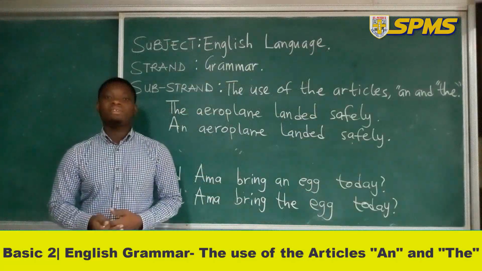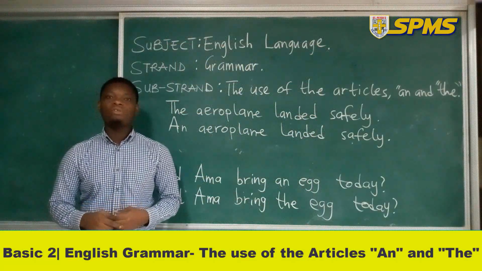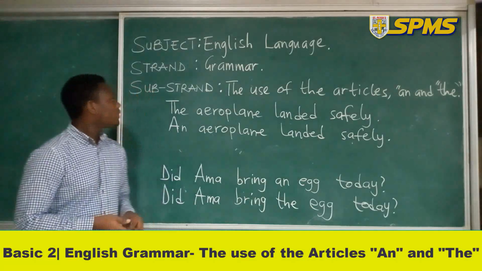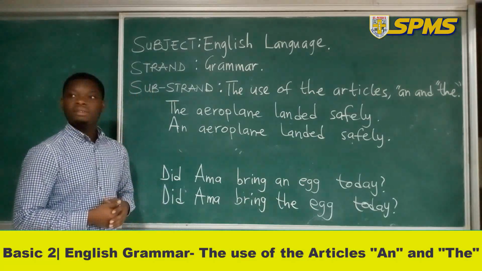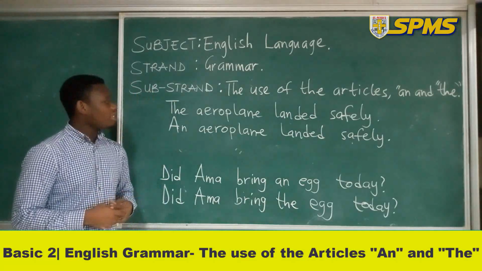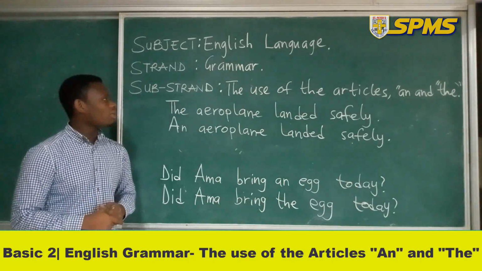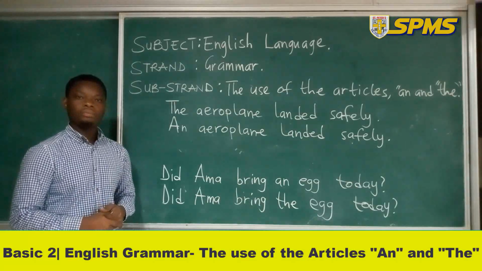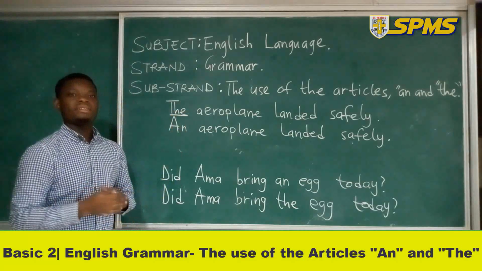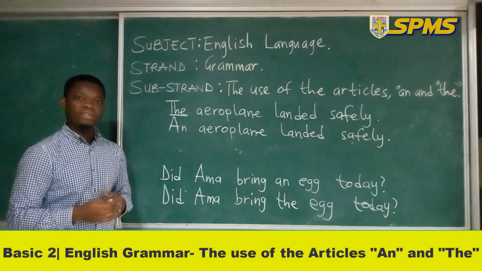To explain further, we have some sentences on the board. Let's read them together and try to locate the articles in them. The aeroplane landed safely. And then the second one is an aeroplane landed safely. Let's look at the first one. Where is our article? Our article is "the." And then the second one, an aeroplane landed safely.